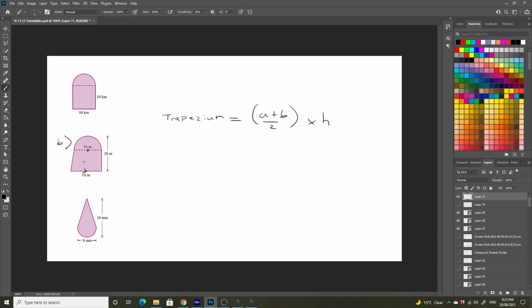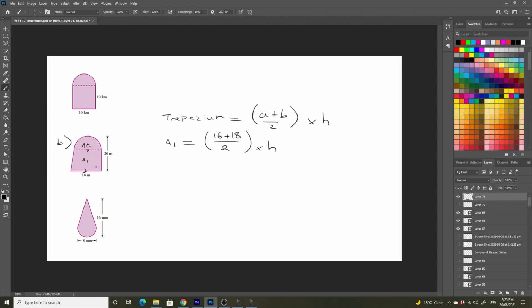So let's call this A1 and this A2, and let's solve for A1, which is the trapezium. So that's going to be equal to, well, 16 plus 18 divided by 2, and then times the perpendicular height. Now, what's the perpendicular height of this trapezium? Well, that's a bit tricky because we haven't been told. You might assume that this is maybe halfway, but that's not true.